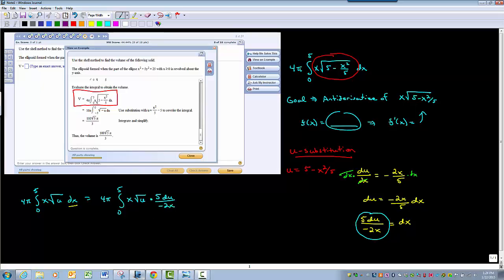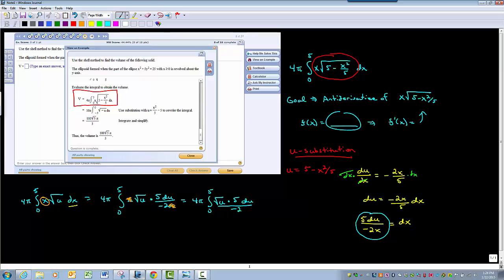Now, what happens here is we said before I needed to get rid of this x. I need to make it into a u, or get in terms of some kind of u, or I just need to get rid of it, right? I can't have x's and u's floating around here. Only one variable. So this x cancels with this guy down here. So what's left over is 4 pi times the integral from 0 to 5 of the square root of u times 5 du divided by negative 2.